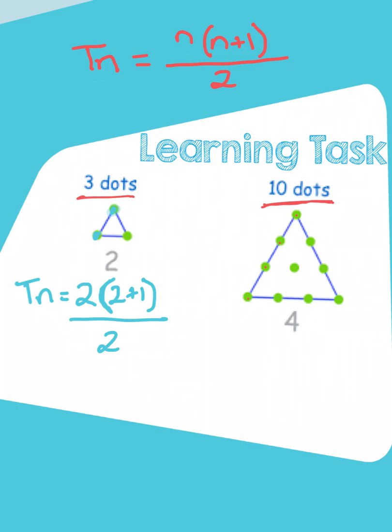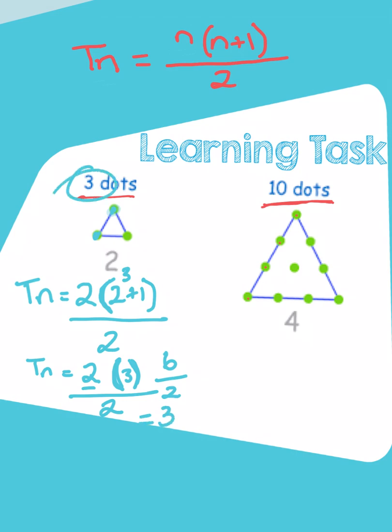Then I go to my next row. I know that I start with my brackets, so my bracket is 2 plus 1, which is 3. So Tn equals 2, with 3 in the bracket, over 2. And 2 times 3 is 6, because when a bracket exists next to a number like that, I multiply by that number. So 2 times 3 is 6 over 2, and 6 divided by 2 equals 3. And that gives me my triangle number.